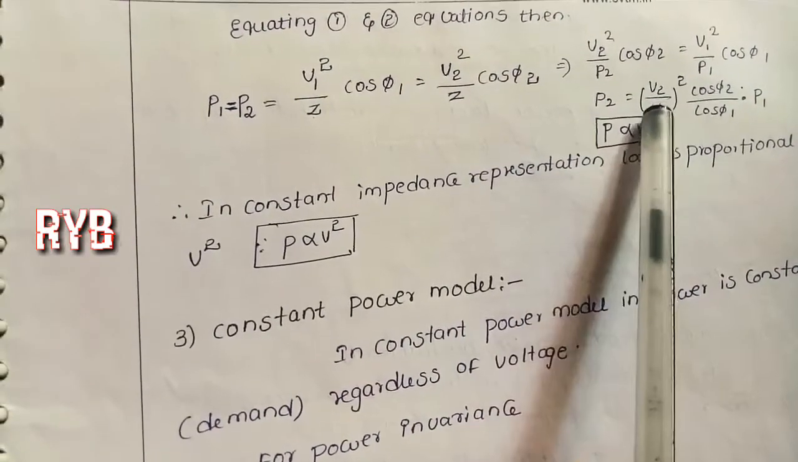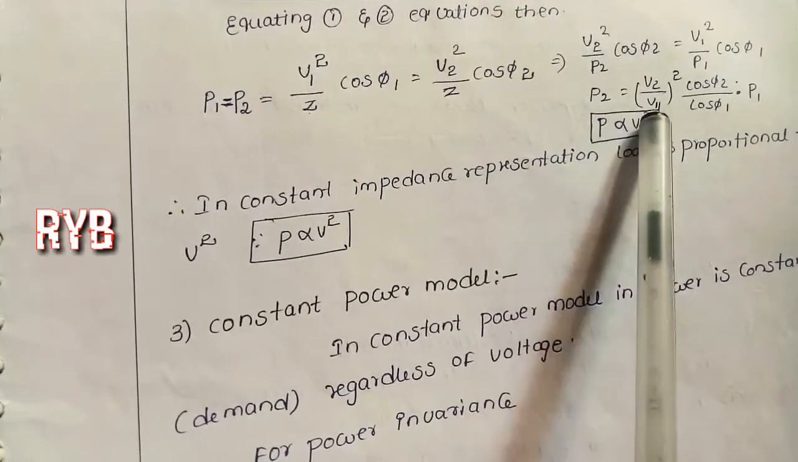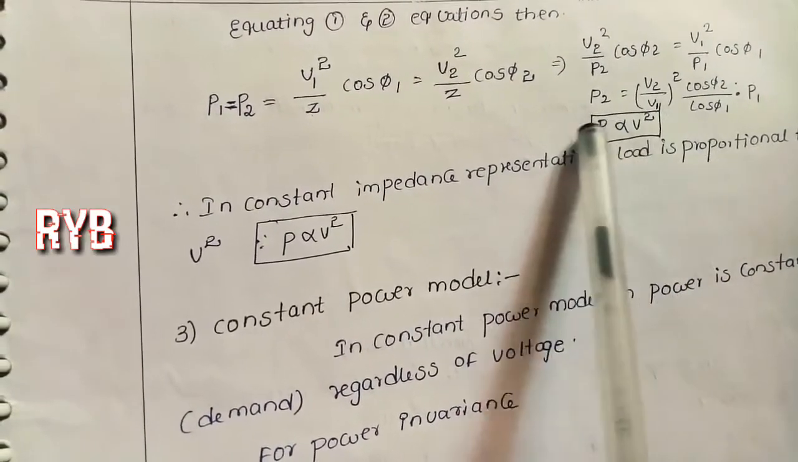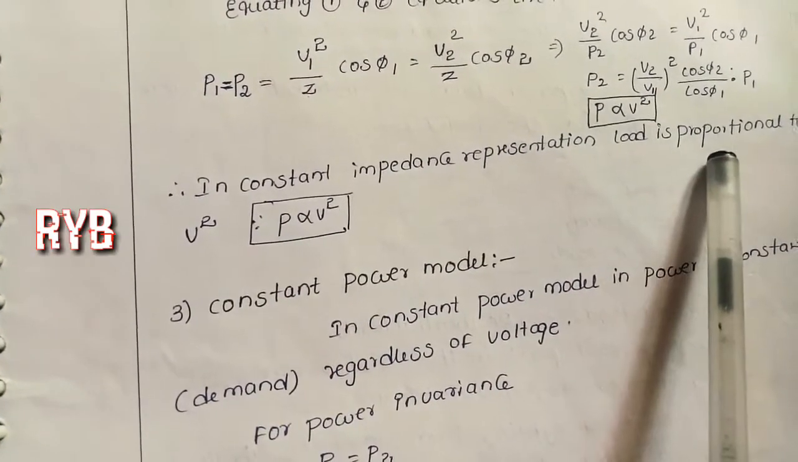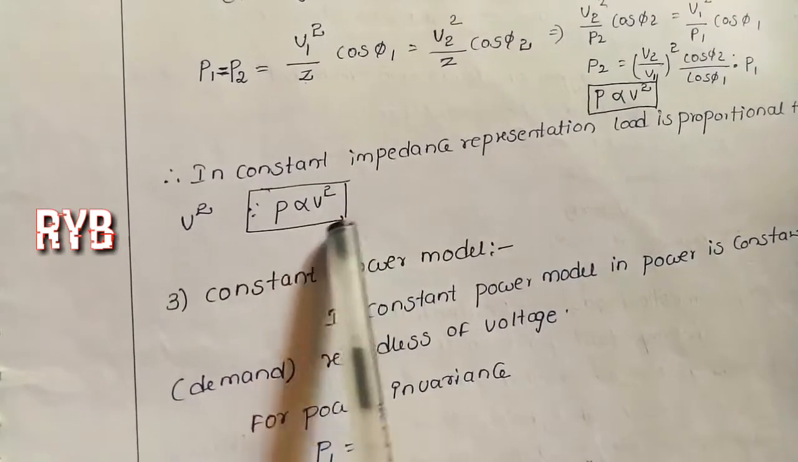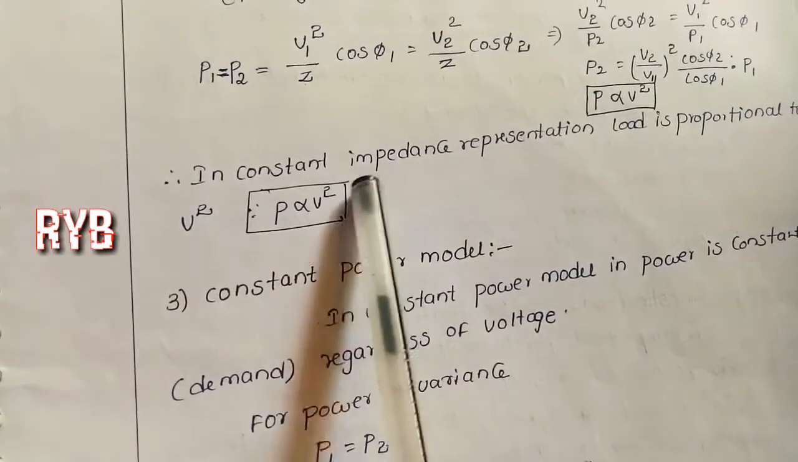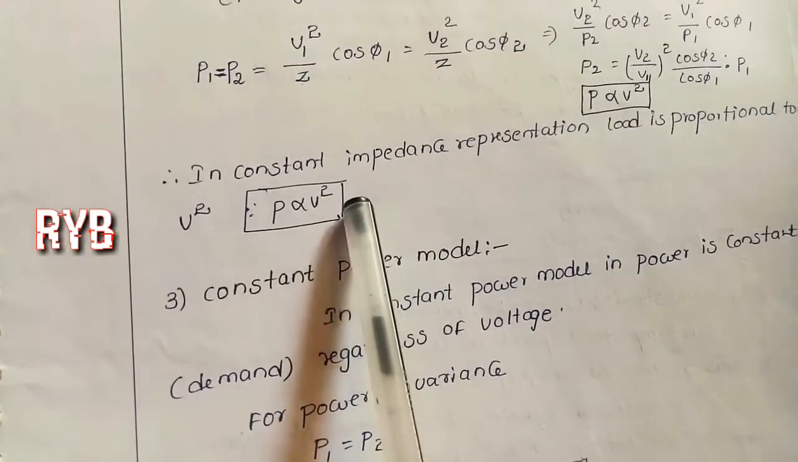From that, since both power factors are the same, power is proportional to V square. That means in the constant impedance model, the load representation is that real power is proportional to voltage square. That is the constant impedance model representation.